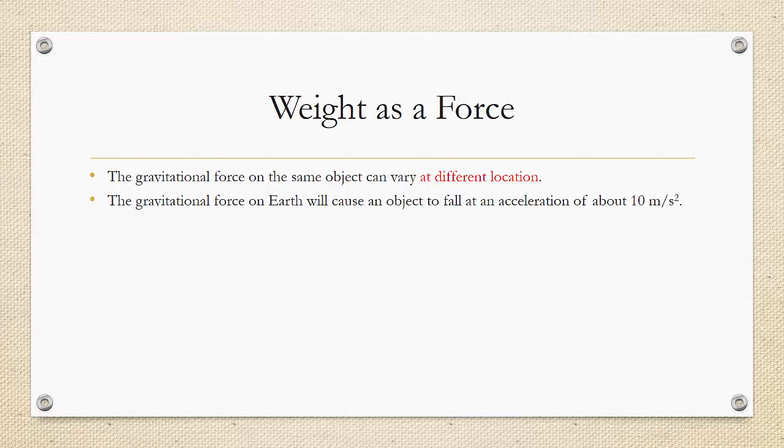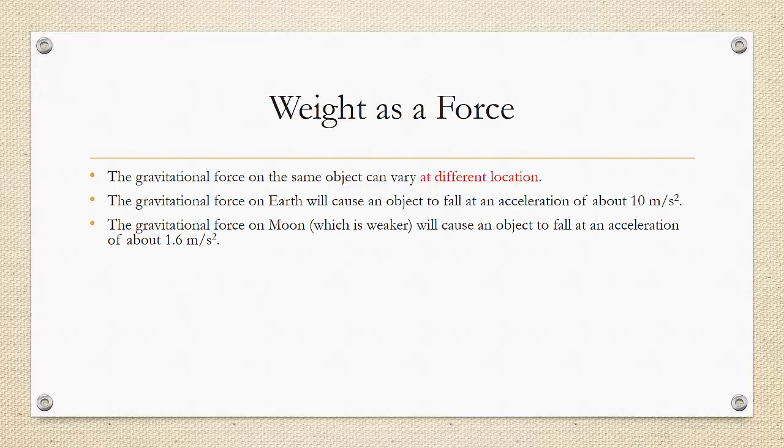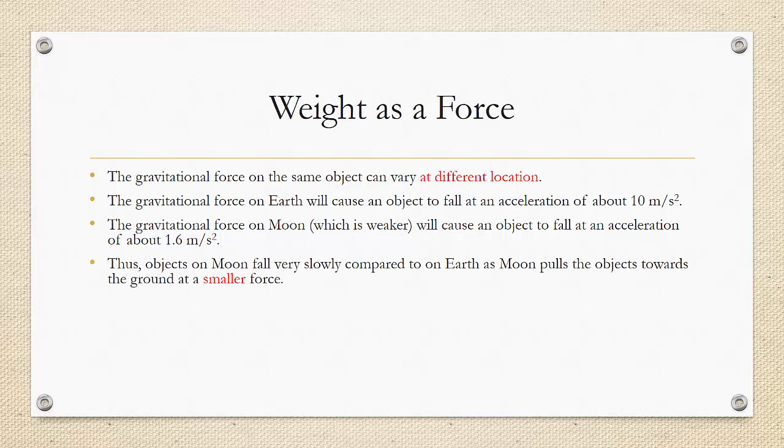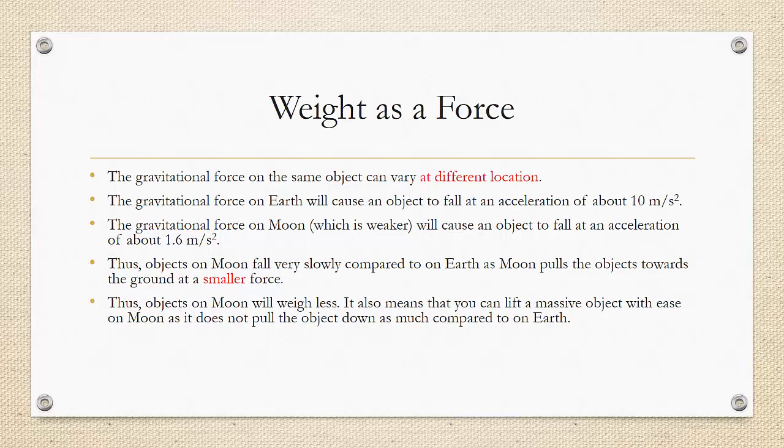So it falls pretty fast. But the gravitational force on the Moon, which is weaker, will cause an object to fall at an acceleration of only about 1.6, which is much slower. So you can say that an object on the Moon would fall very slowly as compared to Earth, as the Moon pulls the object towards the ground with a smaller force, or in other words, smaller weight. So objects on the Moon will weigh less, which also means that you can lift a massive object with ease on the Moon, as it doesn't pull the object down with as much force as on Earth.